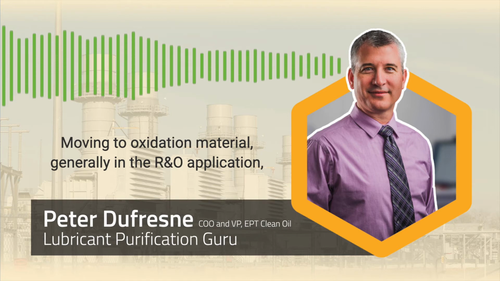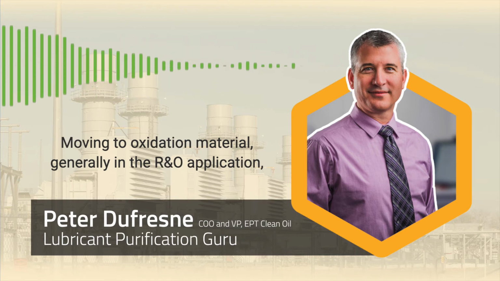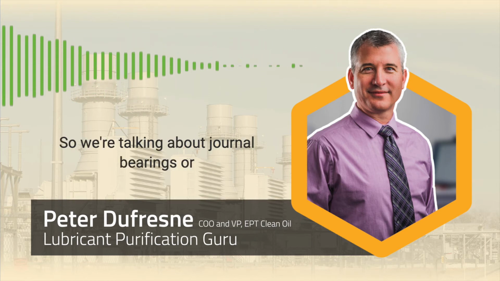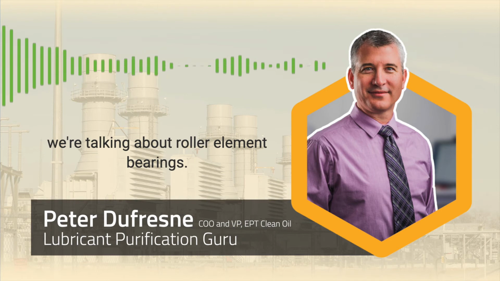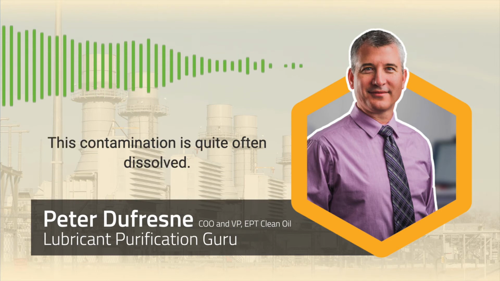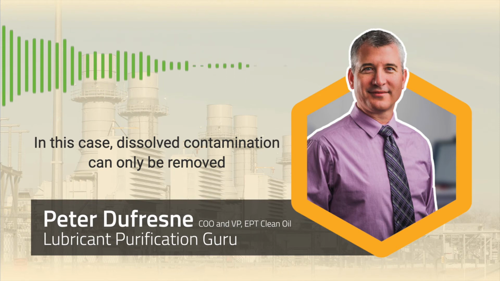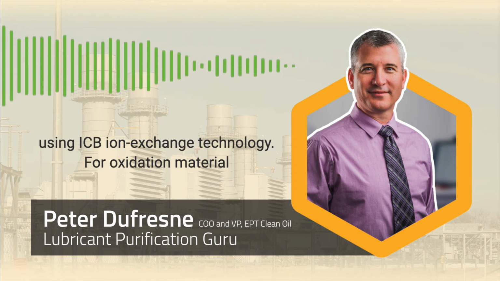Moving to oxidation material, generally in the R&O application, which is rust and oxidation inhibited oils, so we're talking about journal bearings or roller element bearings. This contamination is quite often dissolved. In this case, dissolved contamination can only be removed using ICB ion exchange technology.